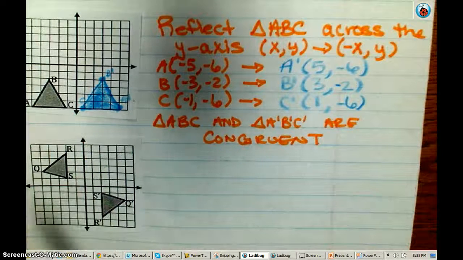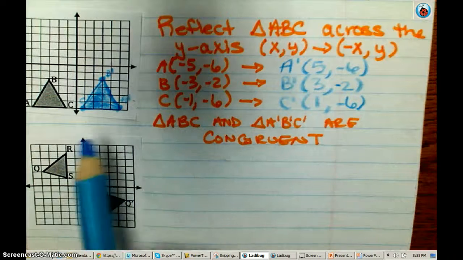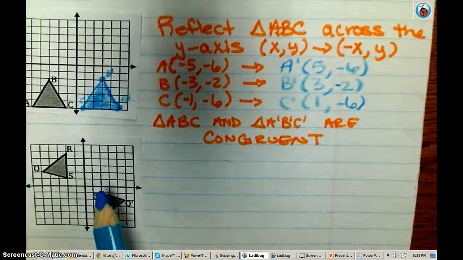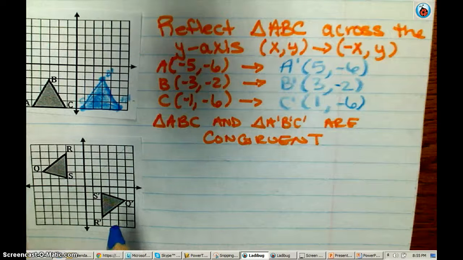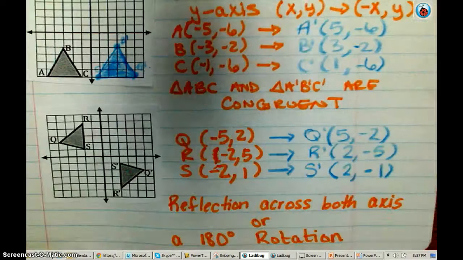All right, next I would like for you to find out what type of reflection happened over here. So go ahead, write down the original QRS, and then Q prime, R prime, and S prime, and then write down what kind of reflection that was. Our guest teacher is going to pause so you can work and then check back later.